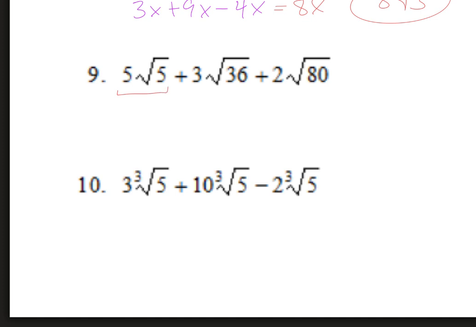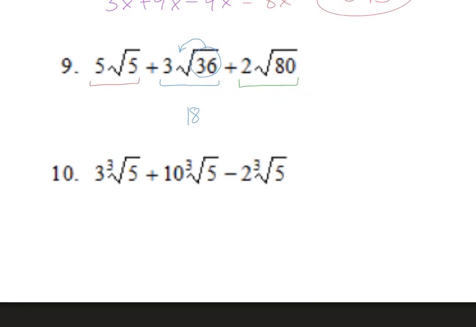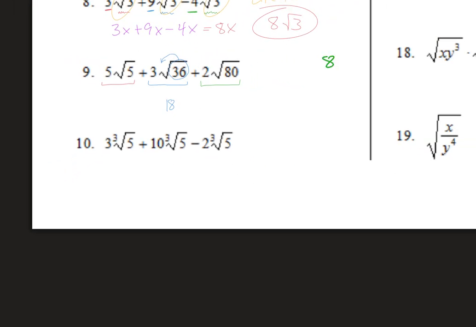So that red one cannot be simplified. The square root of 5 doesn't have a perfect square. This blue one, on the other hand, the square root of 36 is just 6. So it's 6 times 3 is 18. This green one can be simplified. Let's do this. We have 80.